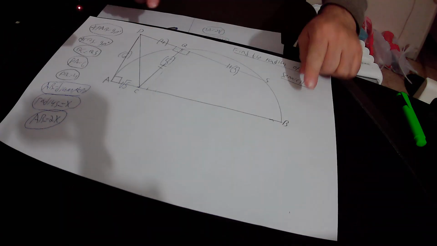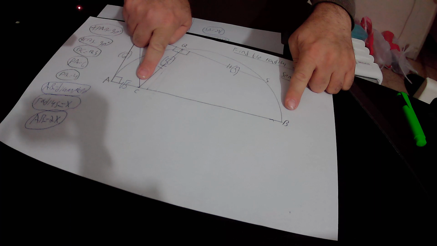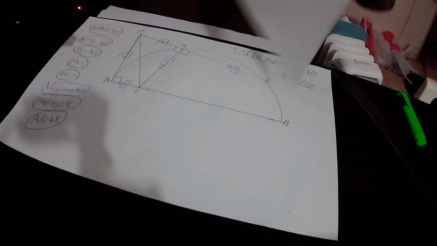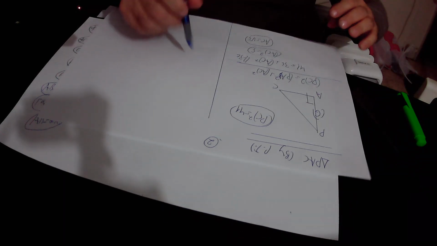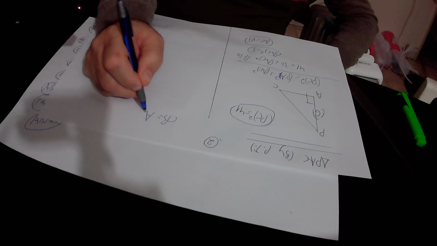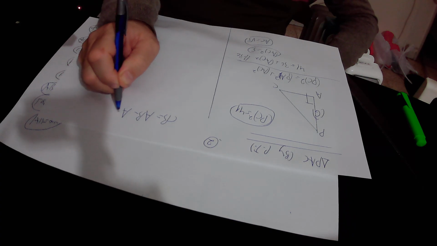So what is the length of line segment CB? From the drawing it is very easy to see that CB equals AB minus AC. That is to say, CB equals AB, that is 2X, minus AC, that is the square root of 5. So I write it down. CB equals AB minus AC.